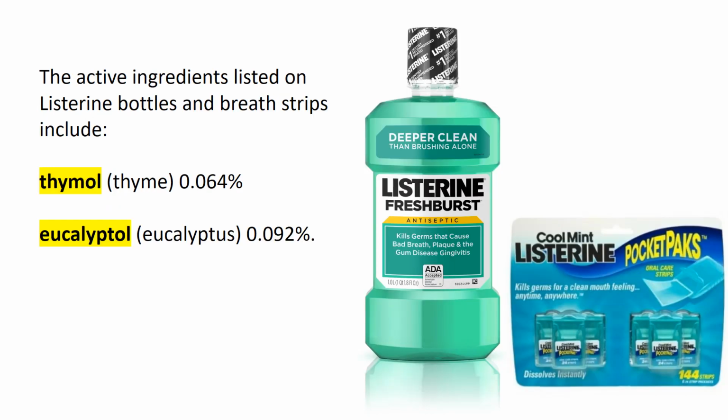Here's a picture of the Listerine Fresh Burst. I also found them in the mint strips. I always wondered if mint strips did the same or if they just freshened your breath. If you look at the label, as long as it says thymol and eucalyptol, they are antibacterial. They will kill germs, as it says, that cause bad breath, plaque, and gum disease, gingivitis. So besides bad breath, which is very important, equally important is plaque and gum disease.